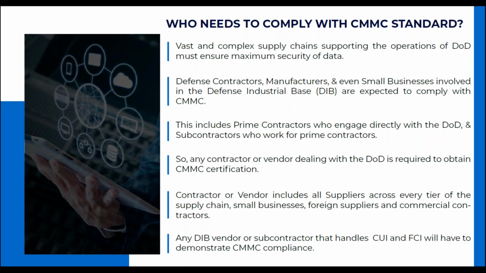So any DIB vendor or subcontractor that handles CUI and FCI will have to demonstrate compliance. Okay, that's a good question somebody asked. I'm sorry, guys, I should have included an abbreviation slide somewhere. I mentioned CUI, which is Controlled Unclassified Information. What is FCI? FCI is basically federal contract information, which is really not very critical information or non-prioritized content.